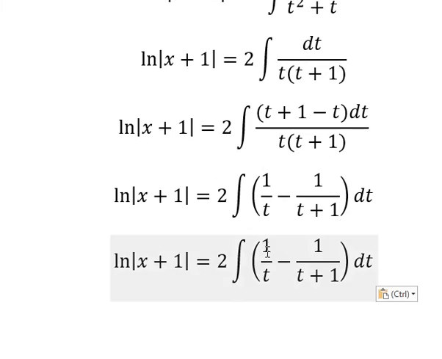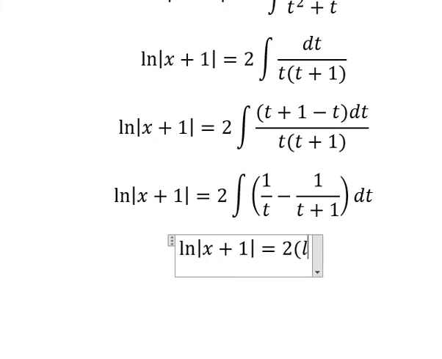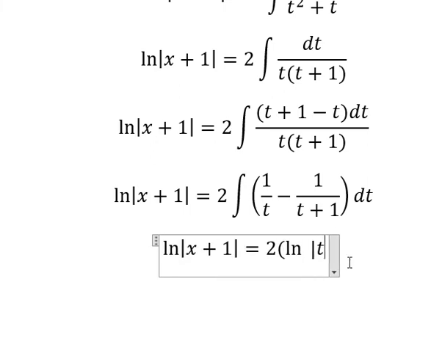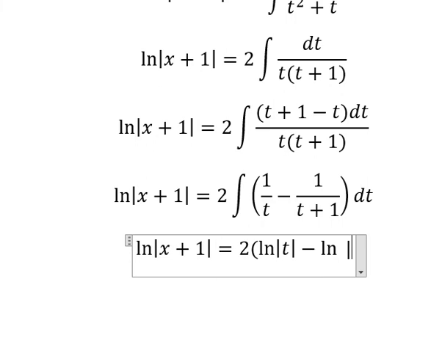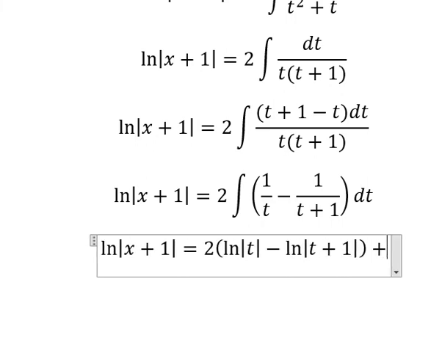The integration of 1 over t and 1 over t plus 1, we have ln of the absolute value of t minus ln of the absolute value of t plus 1. And then we put c.